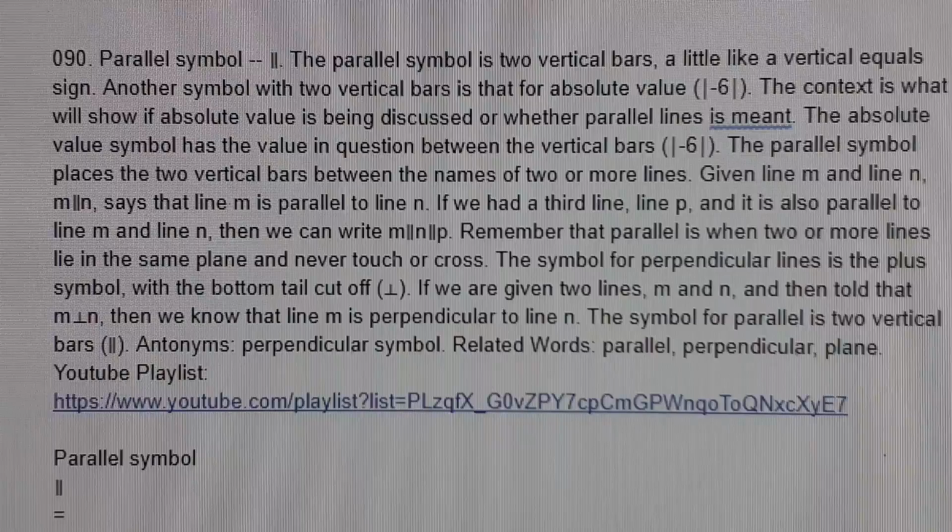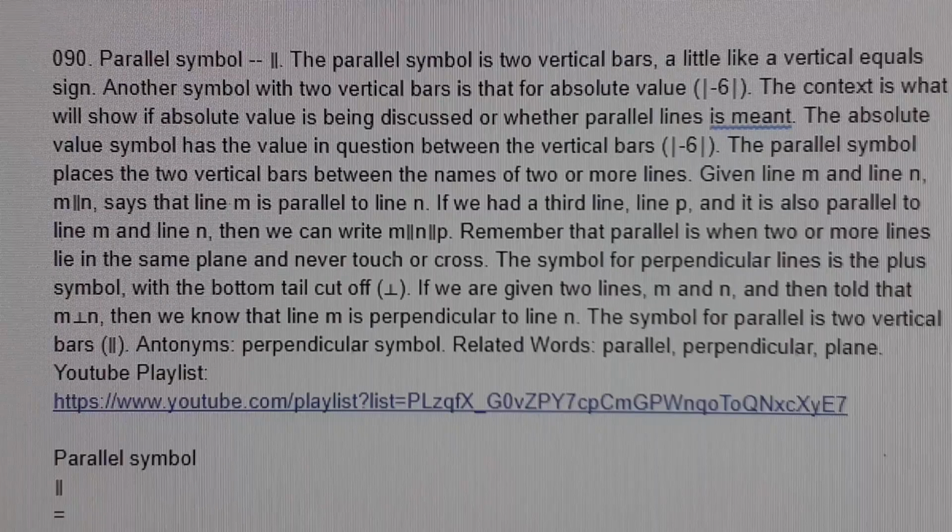The symbol for perpendicular lines is the plus symbol with the bottom tail cut off, a horizontal line with a vertical line 90 degrees out of it. If we are given two lines, M and N, and then told that M perpendicular symbol N, then we know that line M is perpendicular to line N.